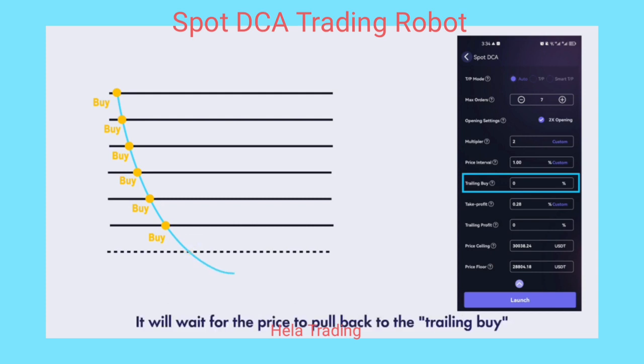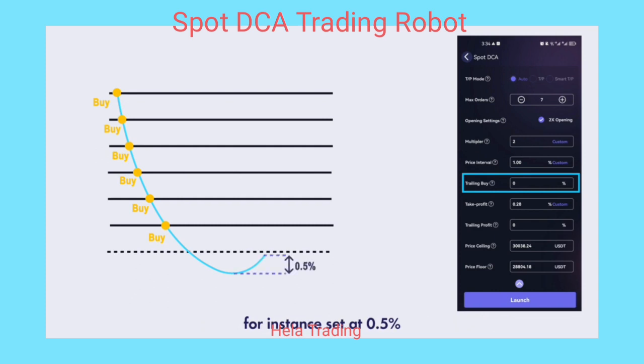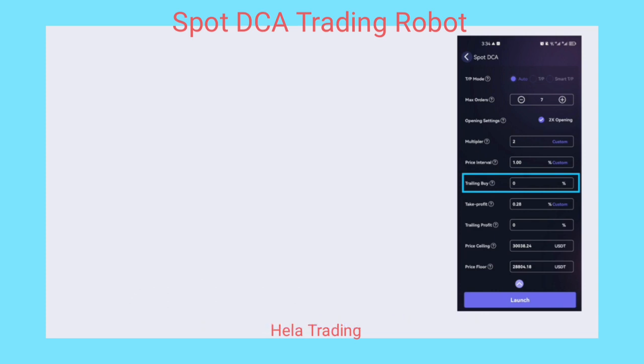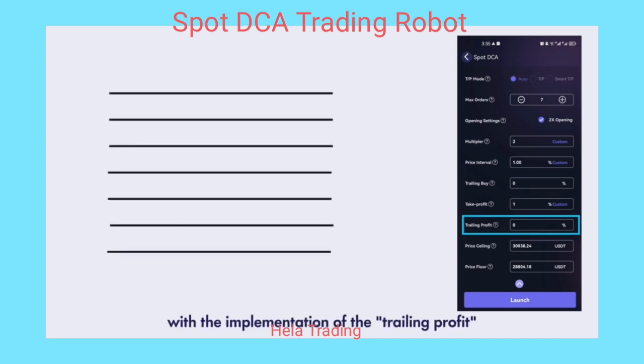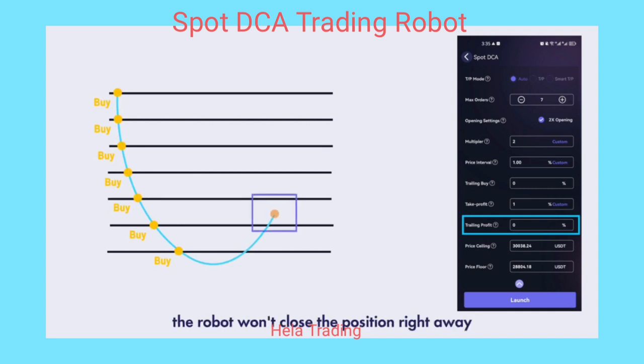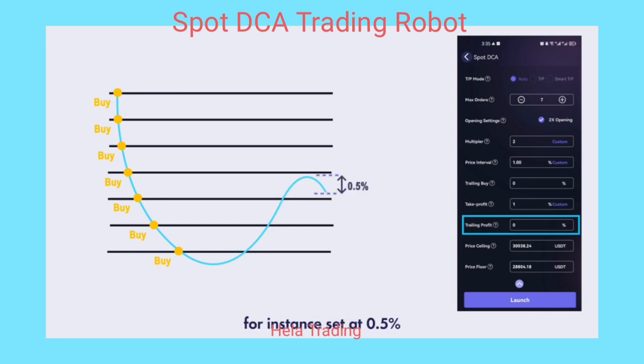It will wait for the price to pull back to the trailing buy, for instance, set at 0.5%, before increasing the position. Once it reaches a profit percentage equal to the take profit, for example, 1%, it will close positions. Similarly, with the implementation of the trailing profit, when the take profit is reached, the robot won't close the position right away. It will wait for the price to call back to the trailing profit, for instance, set at 0.5%, before executing the take profit and closing the position.